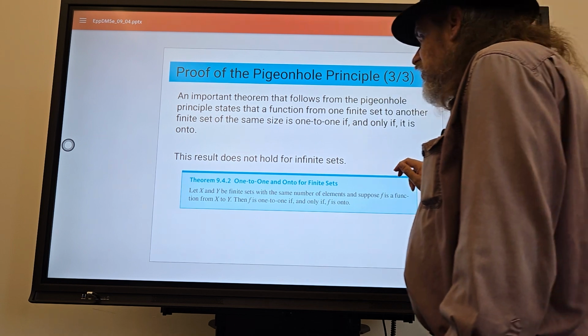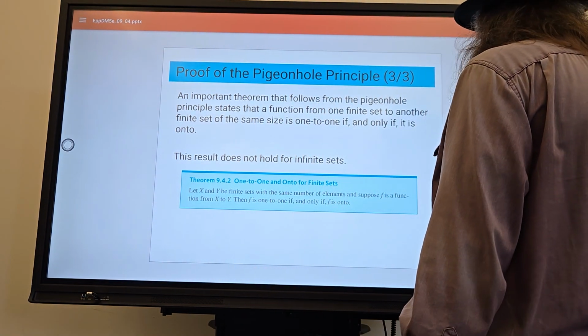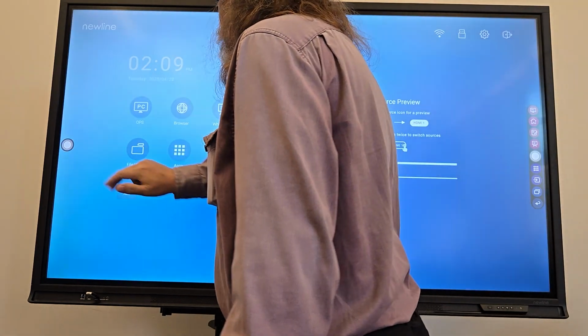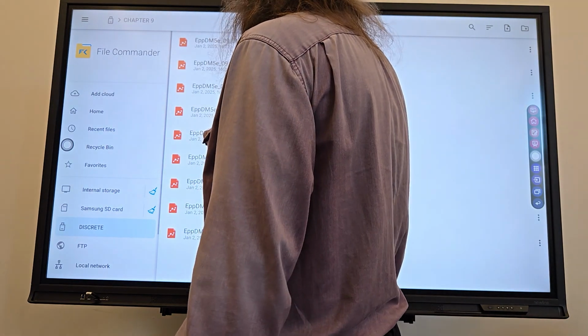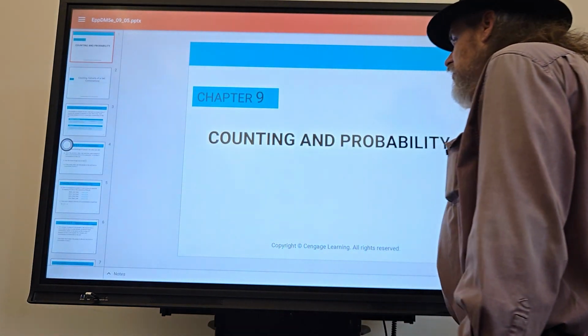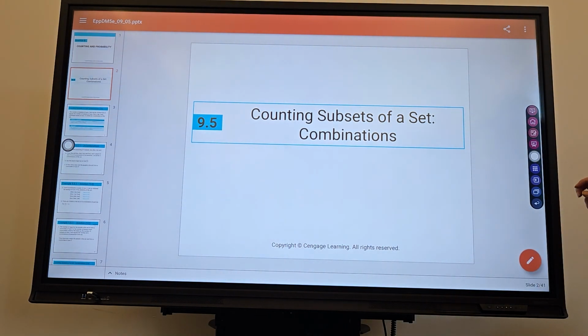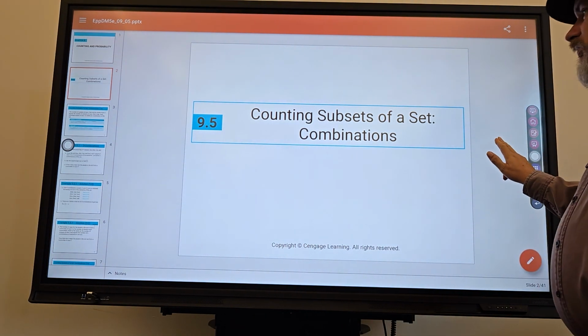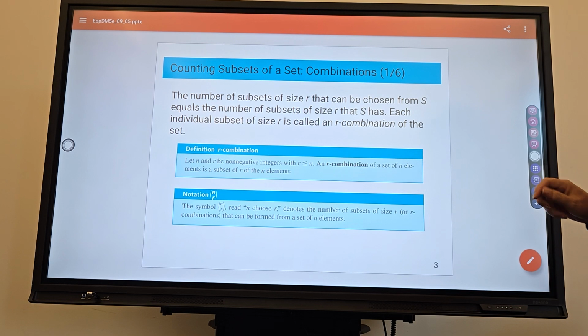And that's it for this deck. We'll go to section 5. Counting subsets of a set. Count combinations. The number of subsets of a size R that can be chosen from S equals the number of subsets of size R that set S has. Each individual subset of size R is called an R combination of the set.